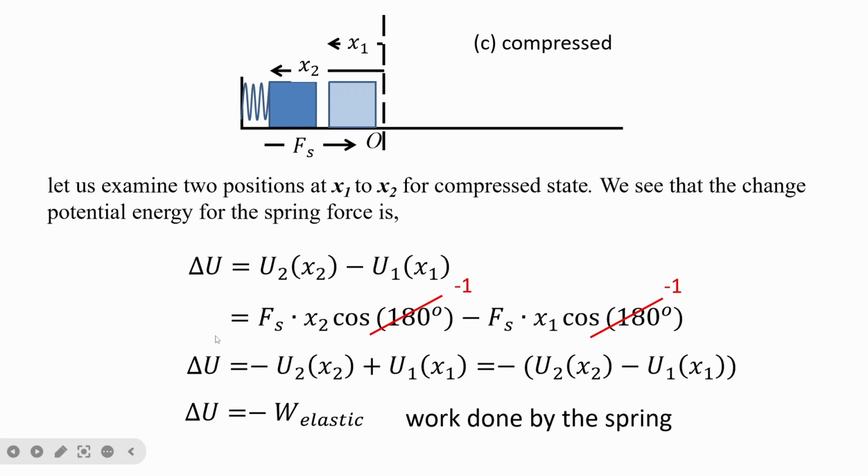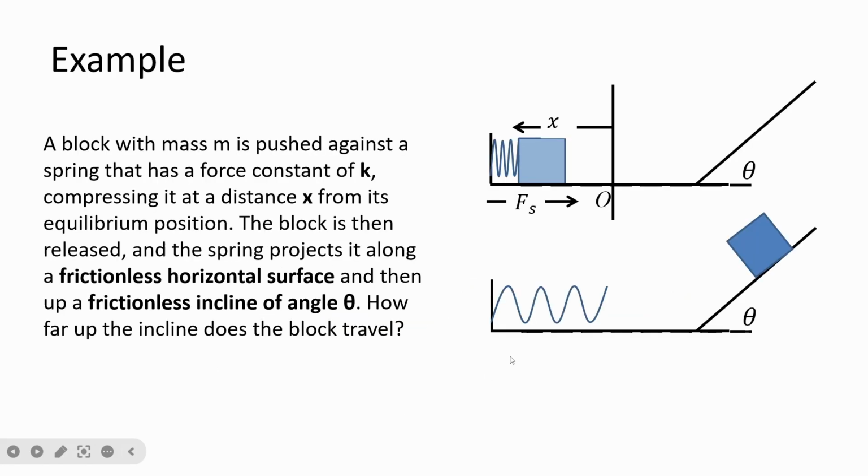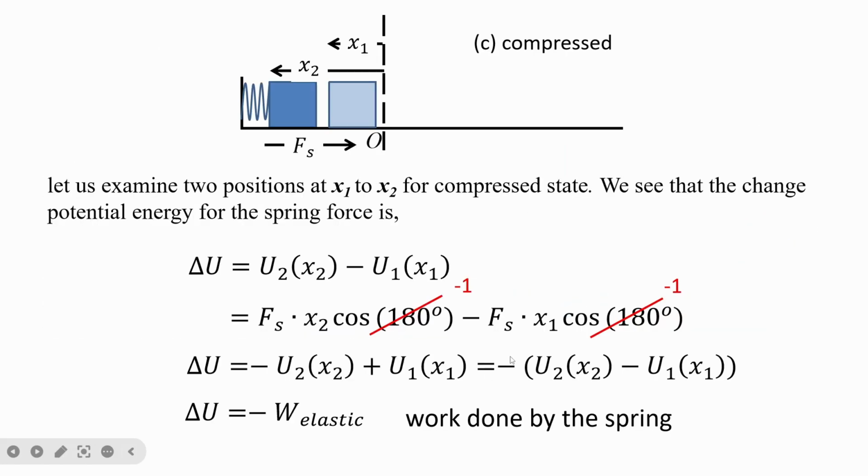So here, we factor out the negative. So this becomes, why? So here we factor out the negative. So U2 becomes a positive and U1 becomes a negative. Why is that? So that we can write the change in U is equal to the negative work done by a spring, the elastic work.